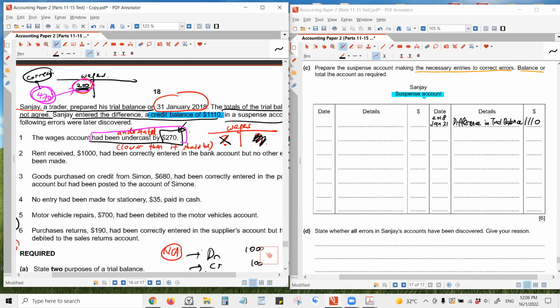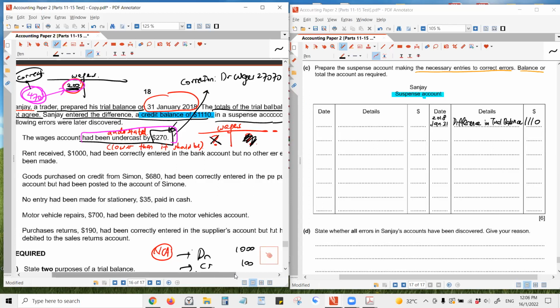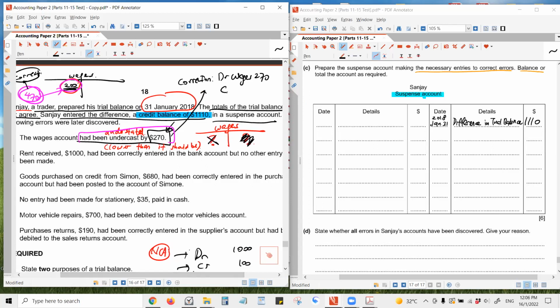So how to show the correction? You have to debit the wages account further by 270. Anything else to do? When you see that there's nothing else to do, that means the other entry must be going to the suspense account, remember? So you don't have to care at the beginning whether there is going to be an entry in the suspense account or not. You would know at the end. You focus on doing the correction first, remove their mistake, and correct it first. Then only you would know whether you need an entry in the suspense account or not.